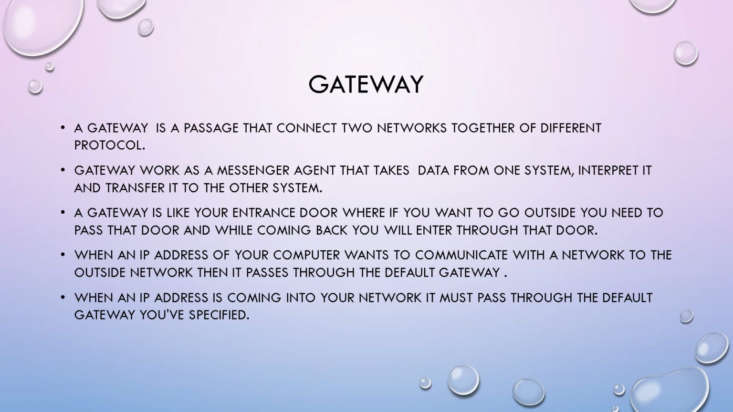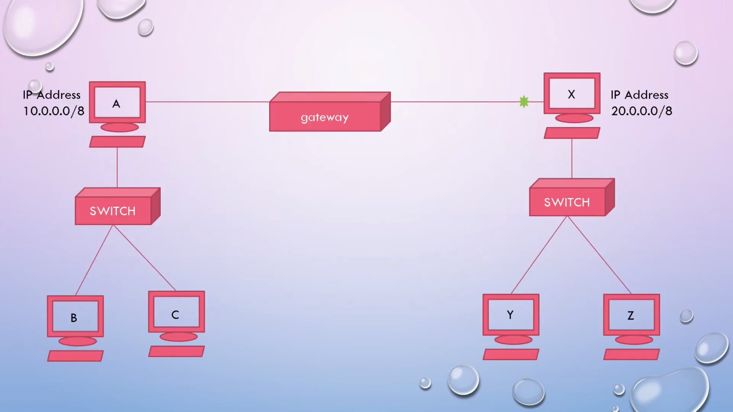So when the IP address of your computer wants to communicate with an outside network, it passes through a default gateway. Suppose you're browsing the internet on a laptop, a computer or a mobile phone. While browsing, you need to pass through the default gateway when you're going to another network. When an IP address is coming into your network, it must pass through the default gateway you have specified. Suppose someone sends you a text message or is making a video call. That person's IP address needs to pass through the gateway that you have specified. This is nothing but a gateway.